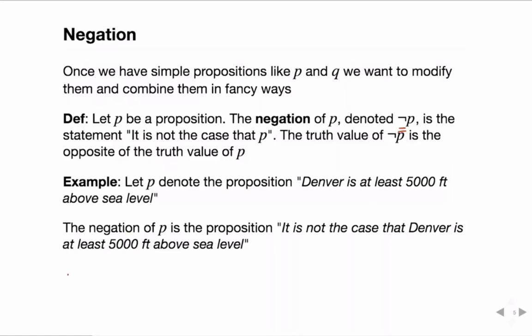But there are a lot of other English statements that are equivalent. So an equivalent thing would be something like Denver is at most 5,000 feet above sea level.